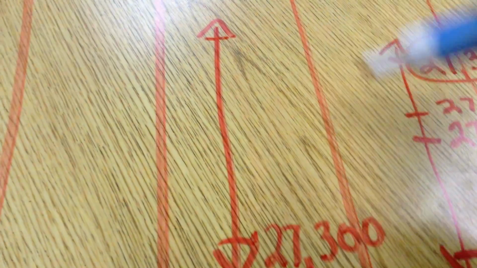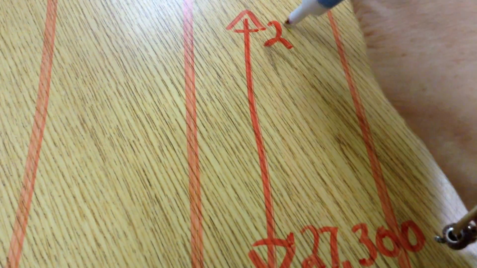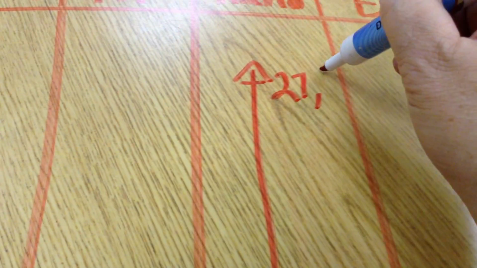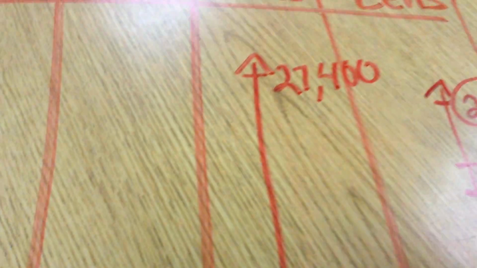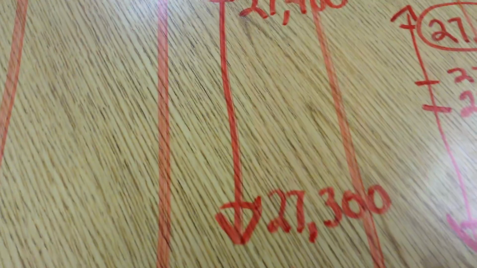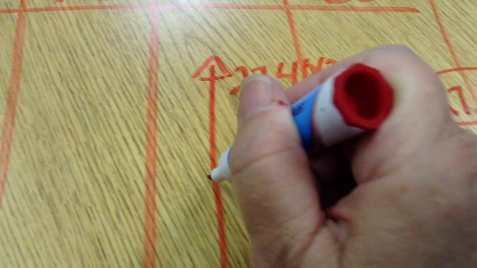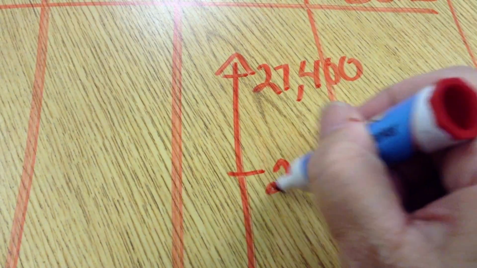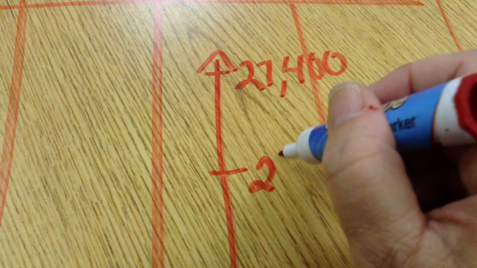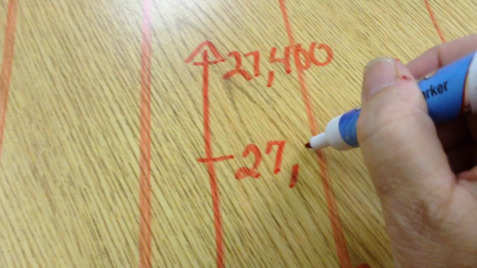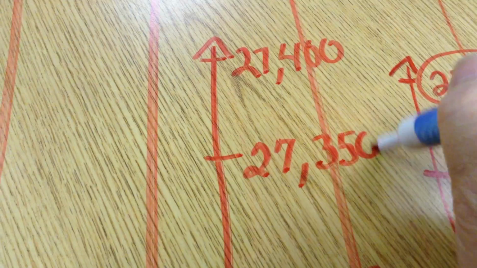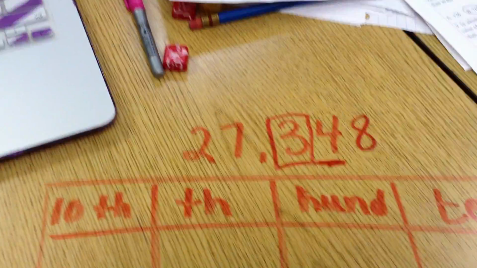Where does my number fall between, or what 2 hundreds does my number fall between? 27,400. So my number falls between 27,300 and 27,400. What's my midpoint? Well, 50 is the midpoint of hundreds, so it's going to be 27,350. So where does my actual number fall then on this number line?